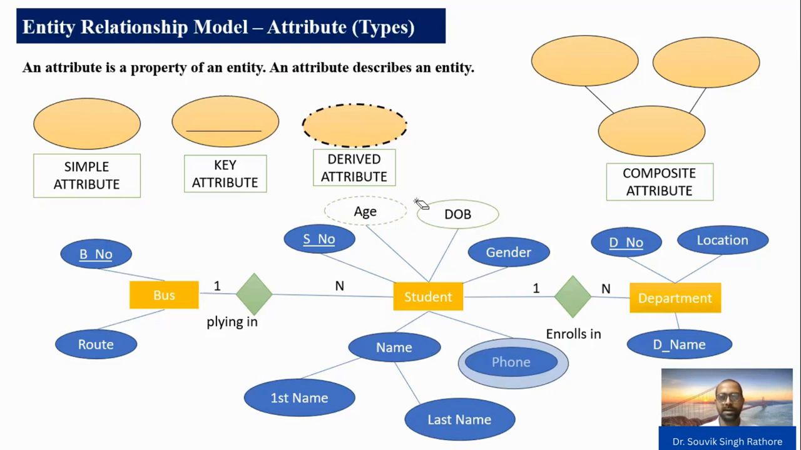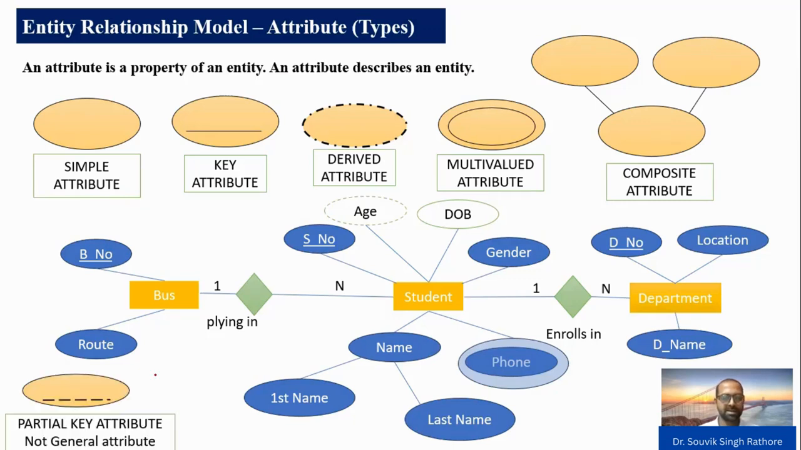Next is the multi-valued attribute. These store multiple values for a single entity. For example, your phone number. You can have your personal number, your parents' number, your hostel number. It is represented using a double oval. Your degree is a multi-valued attribute. Similarly, your certificates. The last one is the partial key attribute.